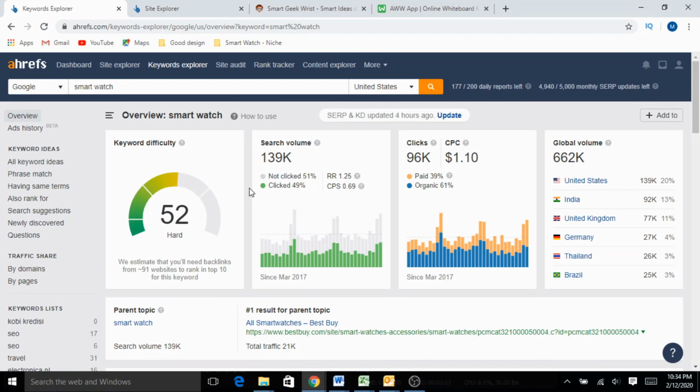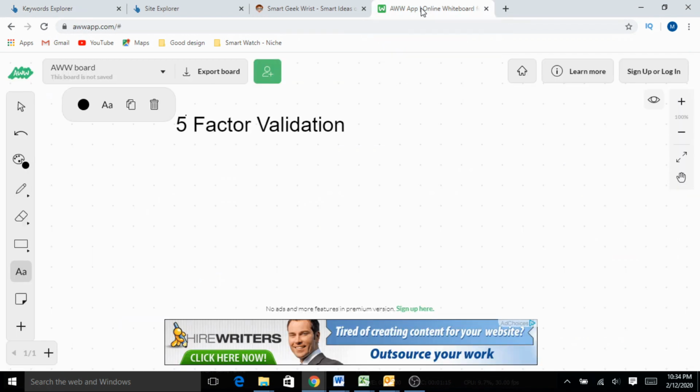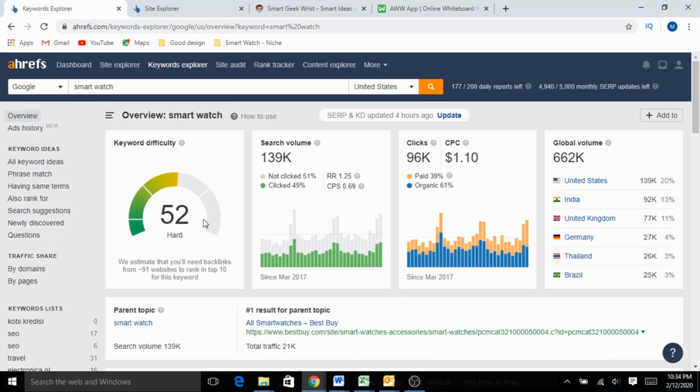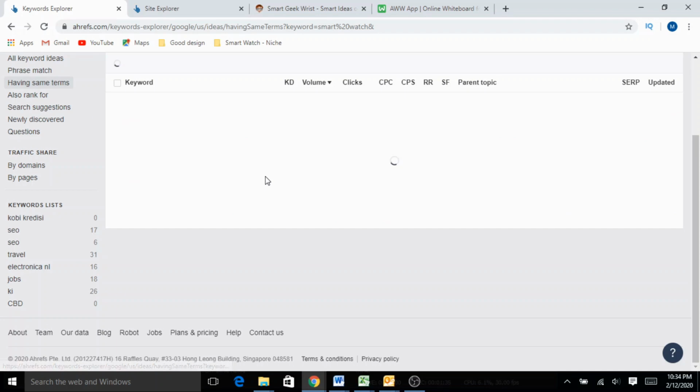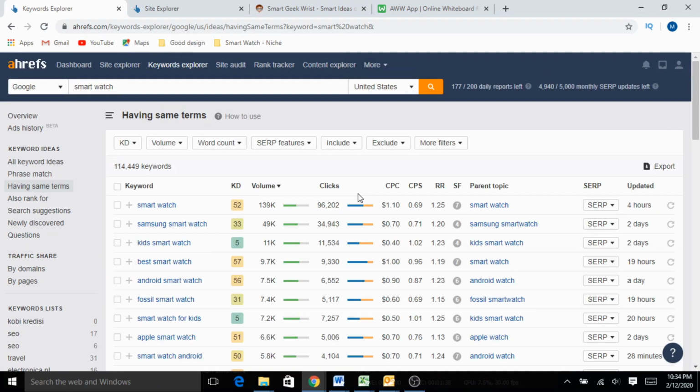Okay, let's now do our 5-factor validation for this micro niche as we always do. Number one, search volume or traffic. Though smartwatch itself is actually hard to rank, let's dig further to see all the associated subtopics. Now it is showing nearly 100k plus keywords associated with smartwatch.